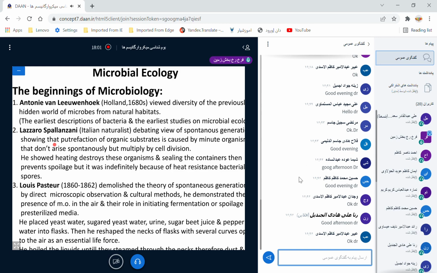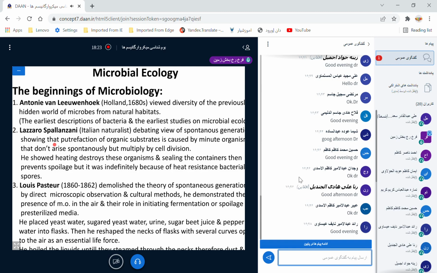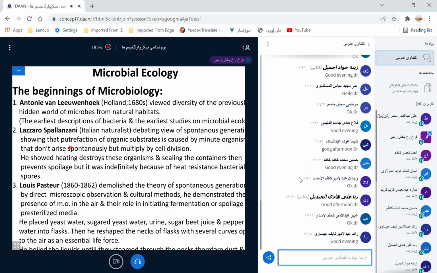And he explained that microbes come from the air to a liquid. If you kill the microbes in the liquid and you close the door, and new ones cannot come inside, then there is no spontaneous generation. He showed that putrefaction of organic substances is caused by minute organisms.